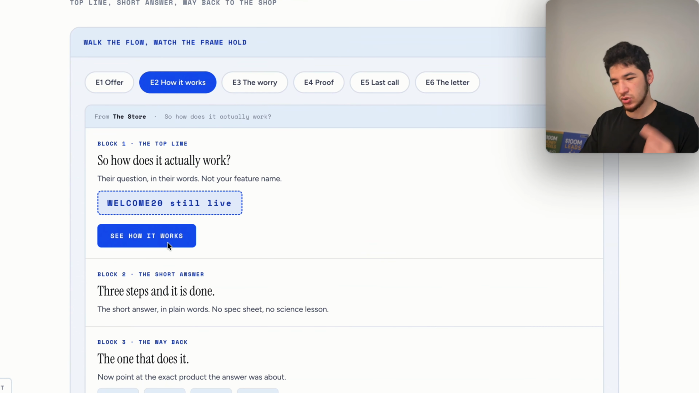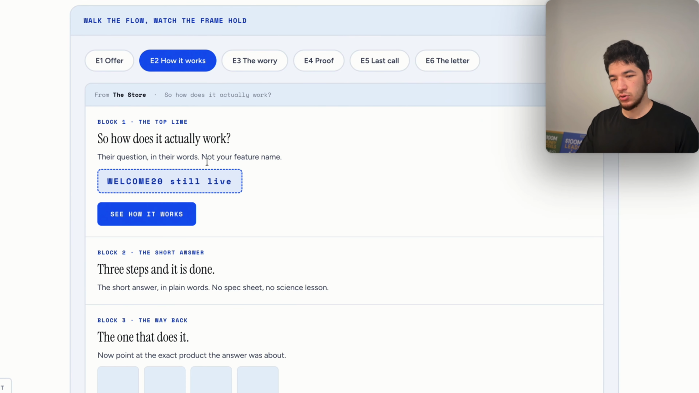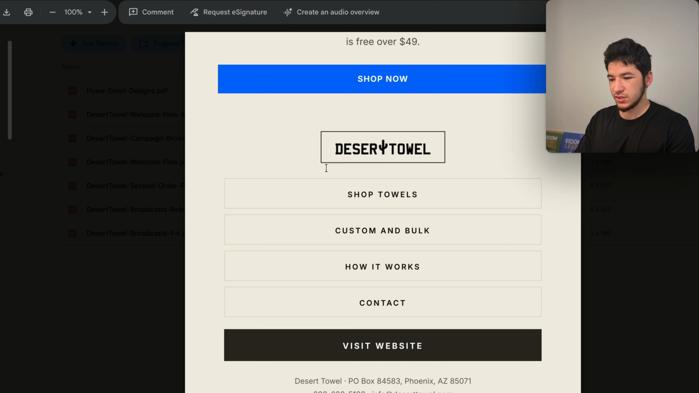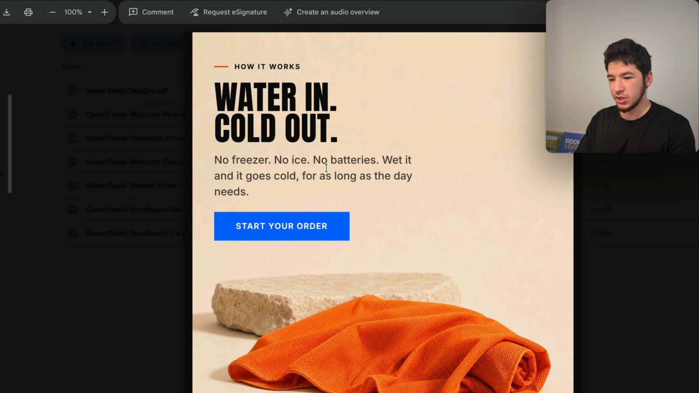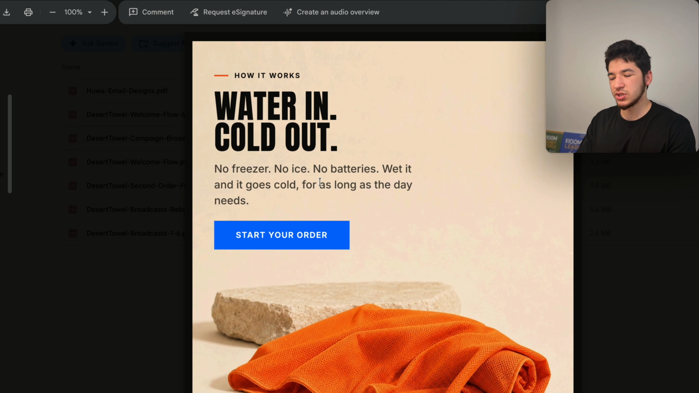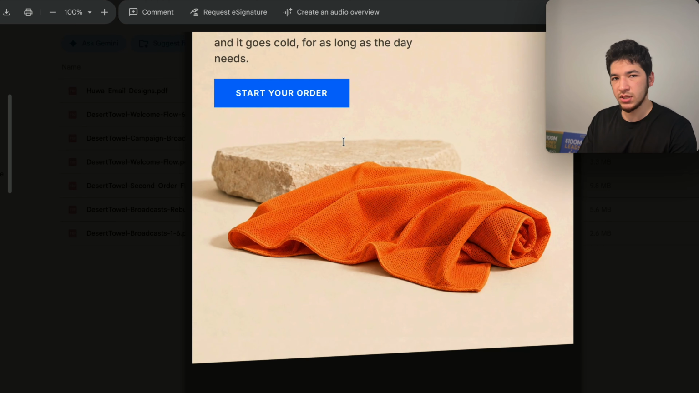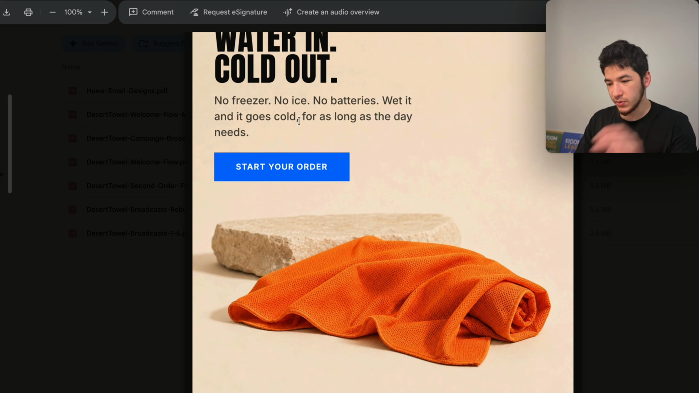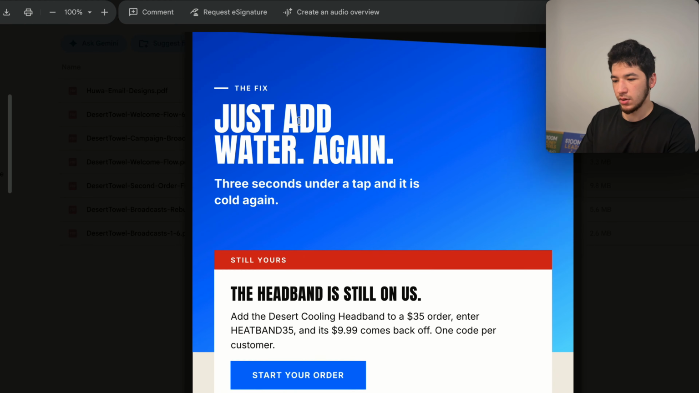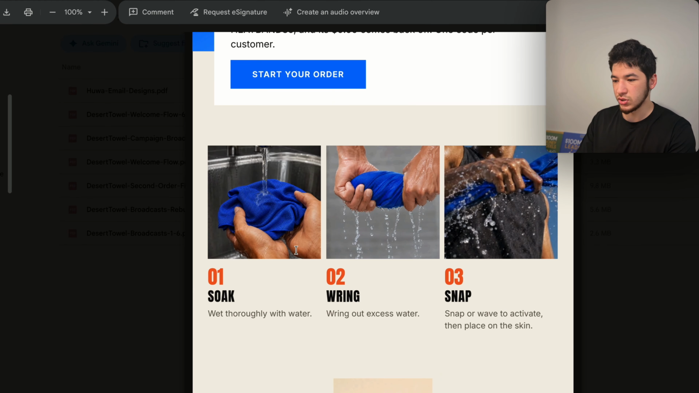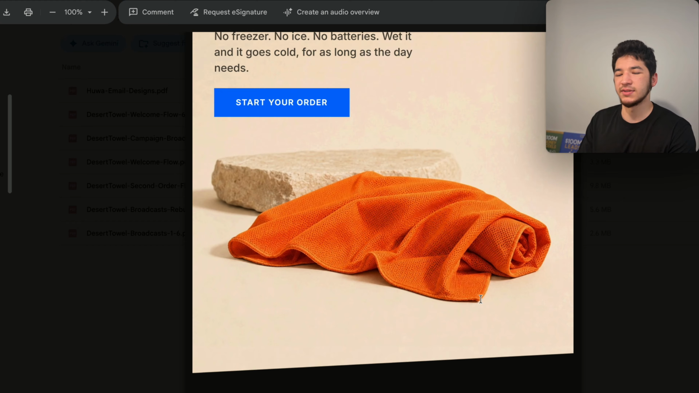As you can see, I stress this because the second email is also very important. You still answer the question and still give them the welcome email, with the code right below. In the second email here, water and cool out, their main question is how it works. How does it even work? You just put water in. That's about it. And then we also instruct them: soak, wring, snap, boom. That's it. The towel is their main product, and that's why we're focusing on that.